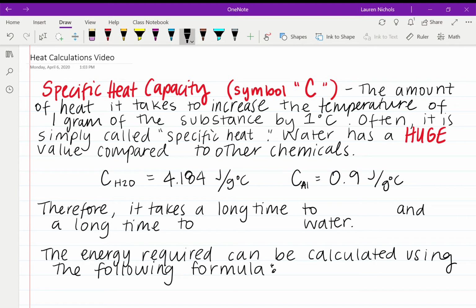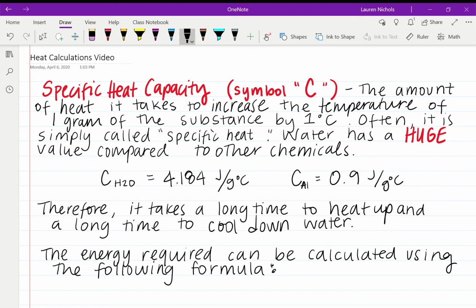This is why it takes a long time to heat up and a long time to cool down water. It's why it takes a while for your pool to get warm, even though the air outside is starting to get warm. It's also why, once the water is hot, it takes a while for it to cool down.